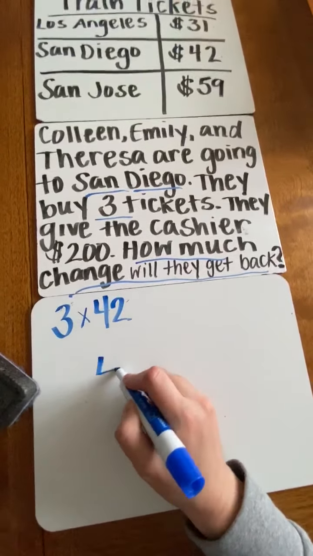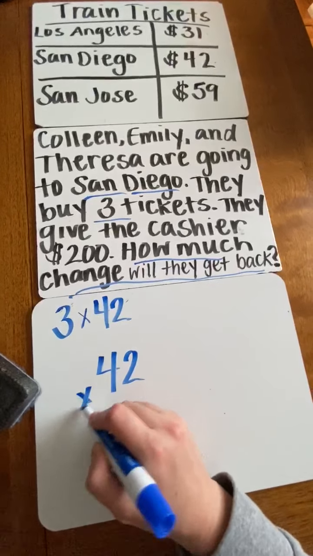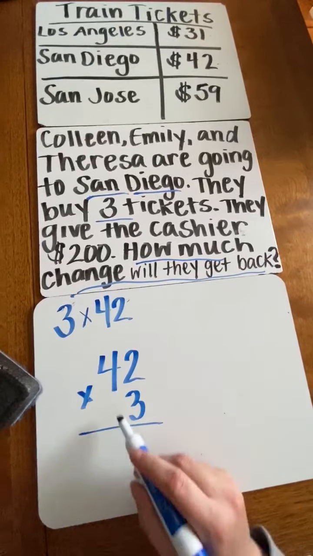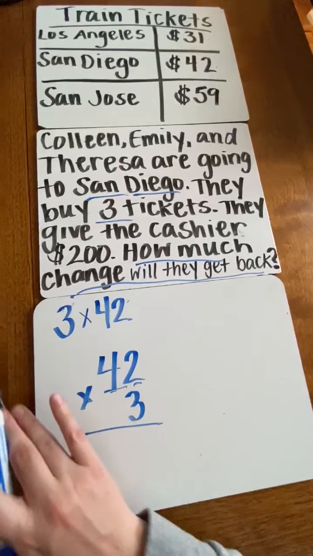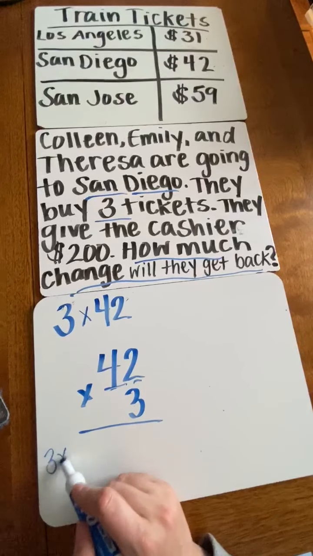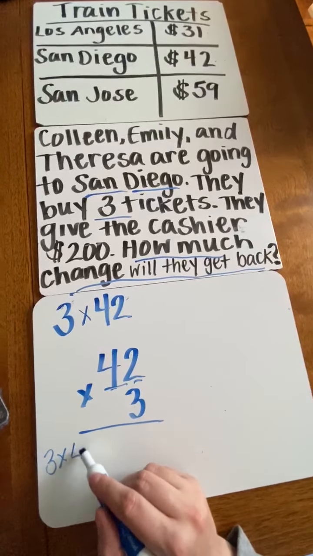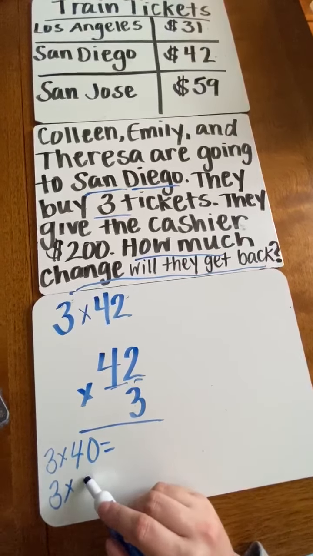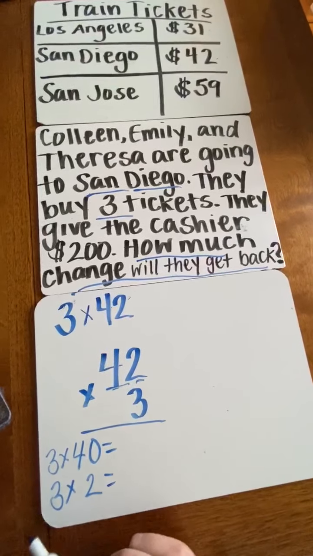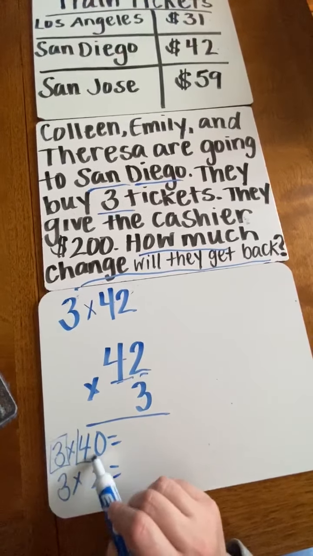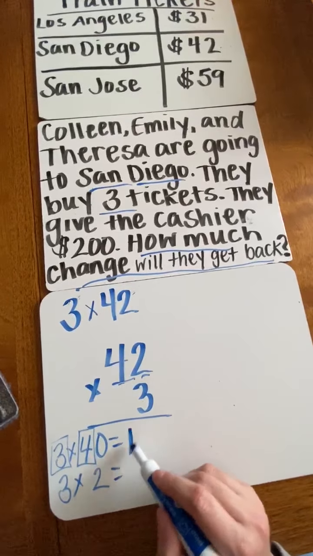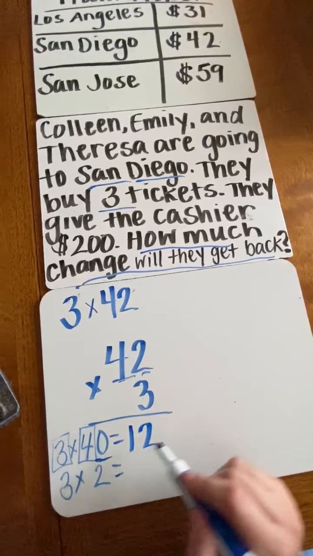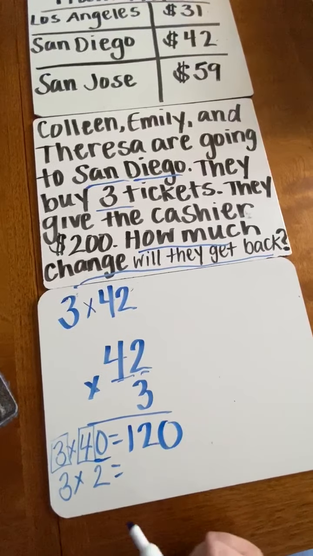So I'm going to use partial products. 42 times 3. 42 is a 2-digit number. So I'm going to do 3 times 4 in my tens place, 3 times 40, and then 3 times the 2 in my ones place. So I'm going to look at 3 times 4 here is 12, and I have a 0 in my problem, so I'm going to add the 0.